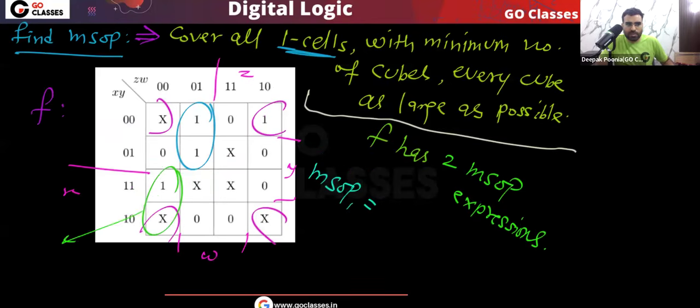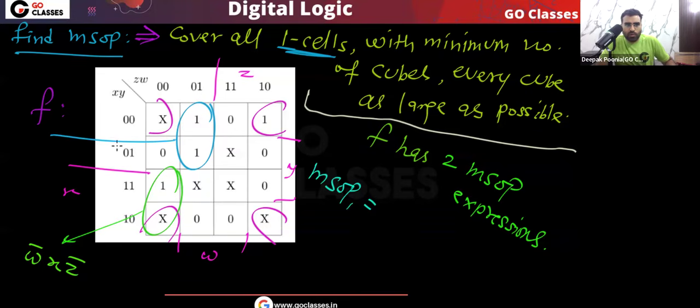So let's see the minimal SOP1, minimal SOP2. What will be the product term for this green cube? This is in the area of Z bar, X, and W bar. I can say W bar, X, and Z bar. Very simple. What about this blue one?